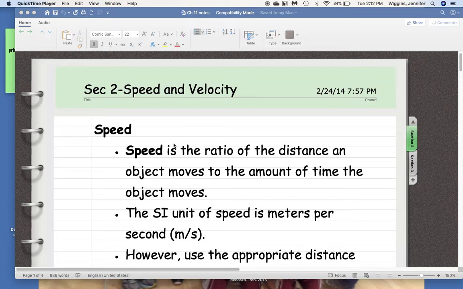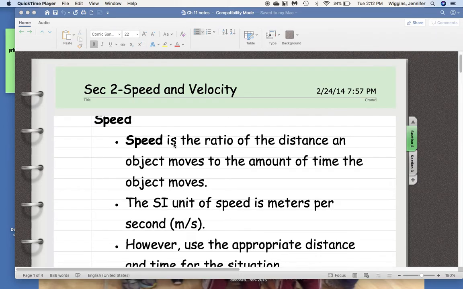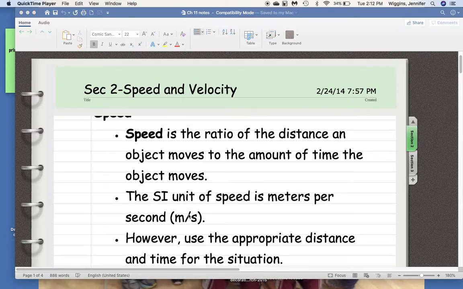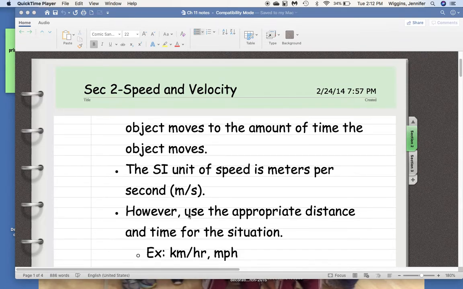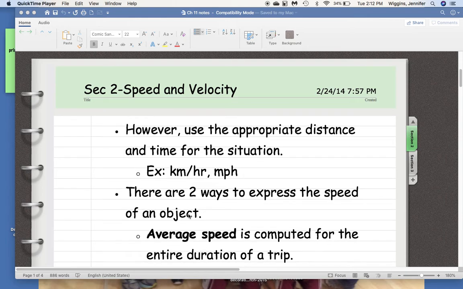Okay. So this is speed, and the definition for speed is the ratio of the distance an object moves to the amount of time the object moves. The SI unit for speed is usually meters per second, m/s, because we're SI. However, you have to use the appropriate distance. If I'm trying to tell you the distance from my house to school, I'm not going to use meters per second. I'm going to use kilometers per hour. And if we're being honest, I'd use miles per hour, right?